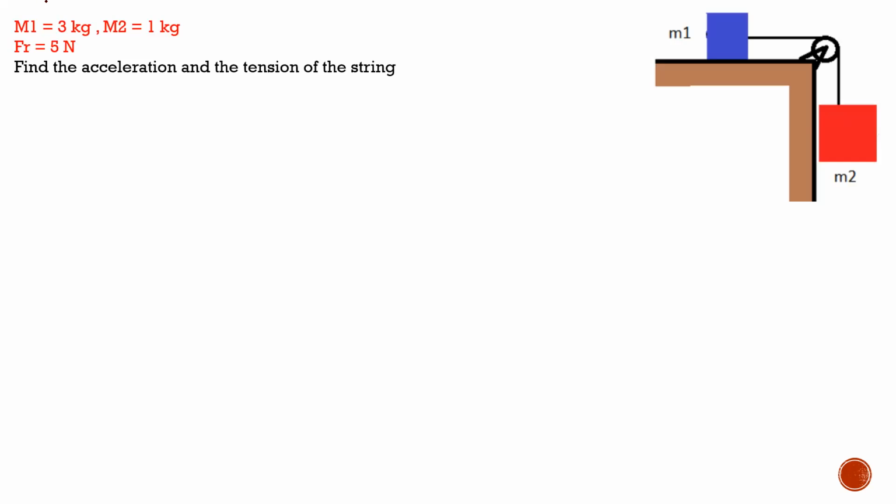Now, M1 is 3 kilograms, M2 is 1 kilogram, and the friction here is 5 Newton. Find the acceleration and the tension of the string.